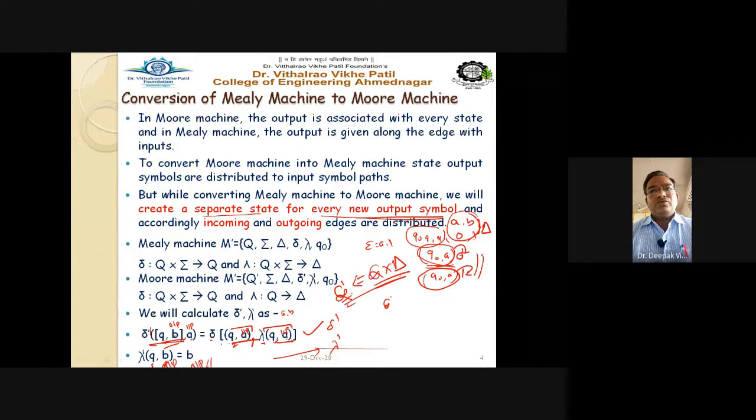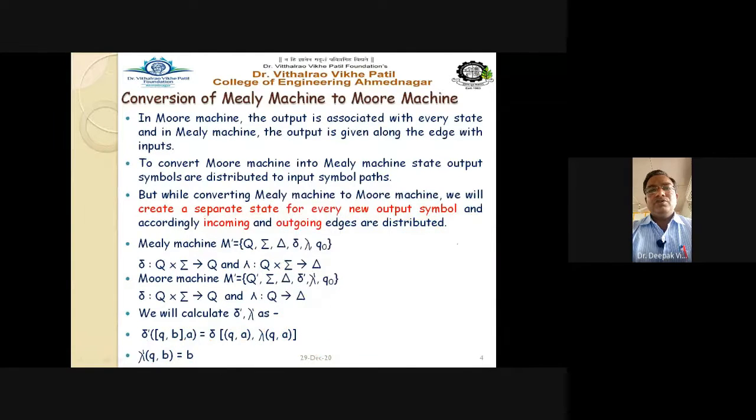Okay, so just remember this point, how to convert. For the conversion of Mealy machine to Moore machine, we have to follow these steps. First, we have to find the new state for every output symbol. Then once the new states are found, this is the first step. Then the second step is we have to find out the delta dash transition.